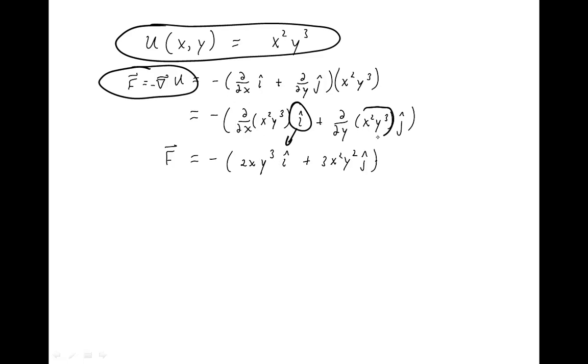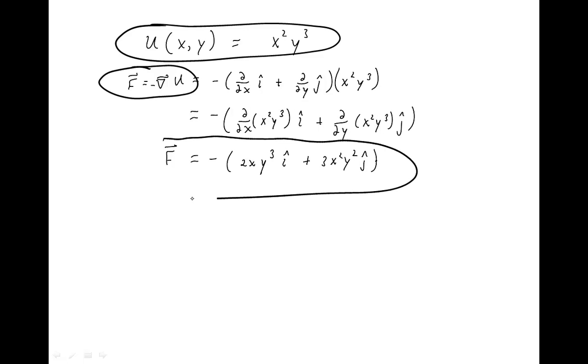Then I take that same x squared y cubed and I take a partial with respect to y. So I pretend x is a constant. So x squared stays x squared. Derivative of y cubed is 3y squared. That's in the j hat direction. And so this becomes the force that is associated with this potential energy. And that's how we do partial derivatives.